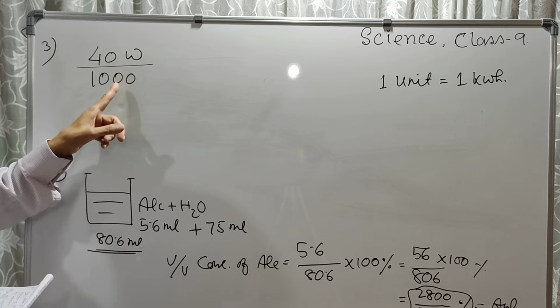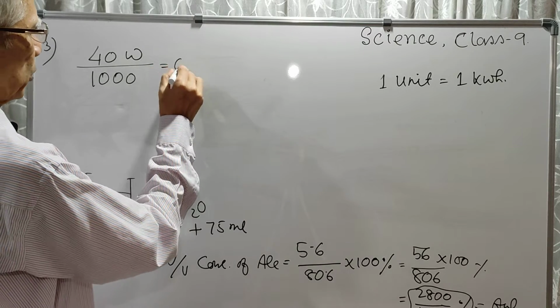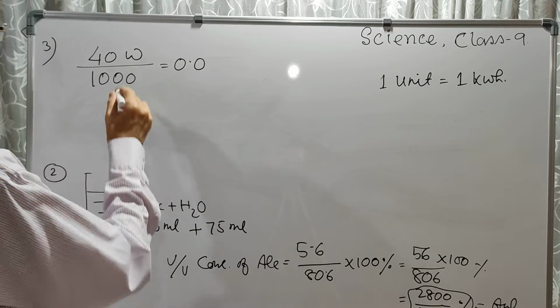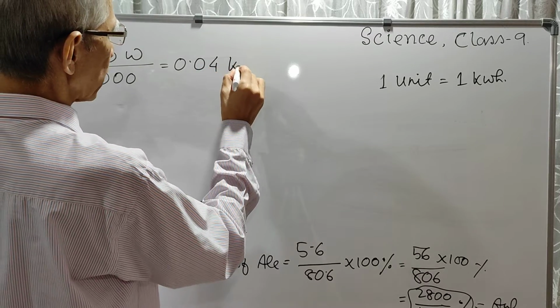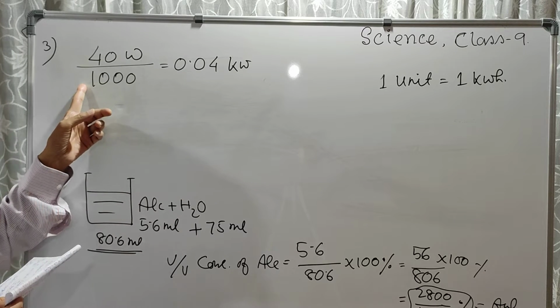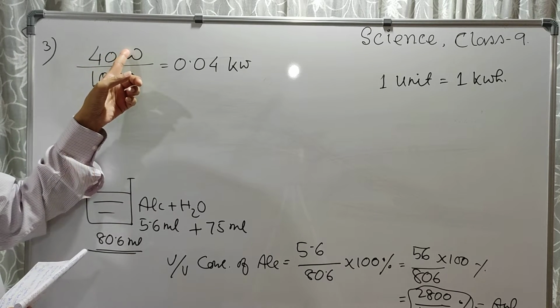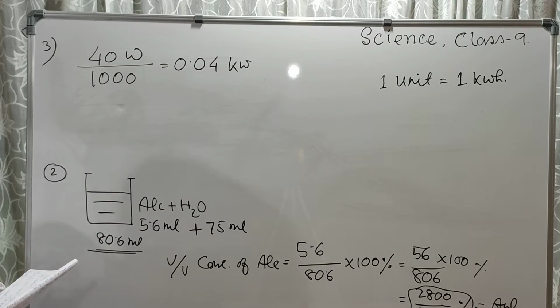So watt must be converted to kilowatt by dividing by 1000. So what do you get? 0.000 cancels. So 0.04 kilowatt. This is the power of one bulb. The 40 watt bulb we have converted to kilowatt by dividing by 1000. So this is the power of one bulb.